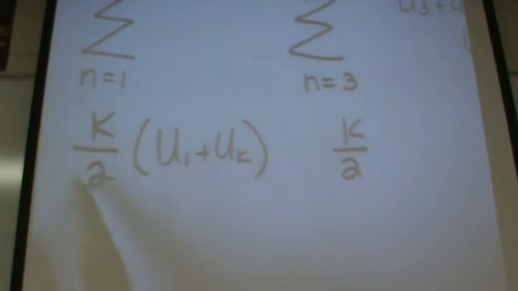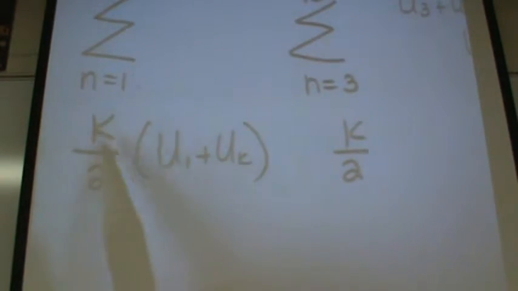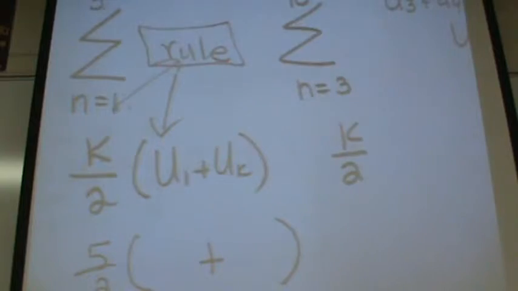You're going to take that number and whatever you get. So K here would be 5. So 5 over 2. And now, what are these two numbers inside? Well, the U sub 1 is the first number in the sequence that you're adding. You're going to have some kind of a rule here, a formula. You're going to plug that number in here, and that's going to generate your first term.